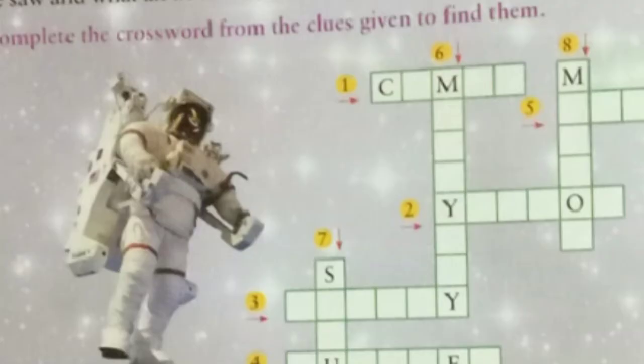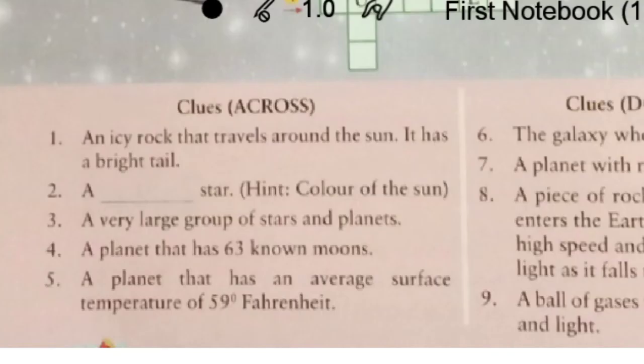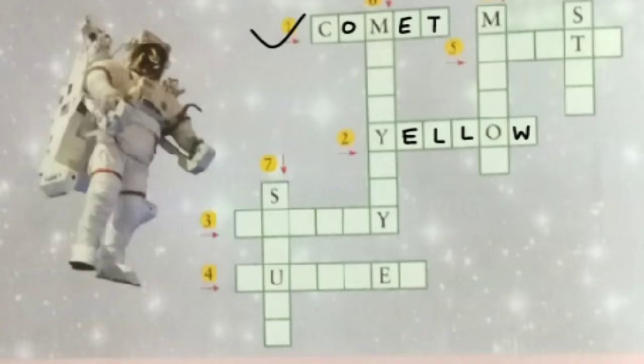So let's start with our clue number 1. An icy rock that travels around the sun. It has a bright tail. Our hint word is C, as you can see here. So the answer is comet. Now we'll read out our next clue. A dash star. The hint is given color of the sun. So what is the color of the sun? It's yellow. Now let's see our third one.